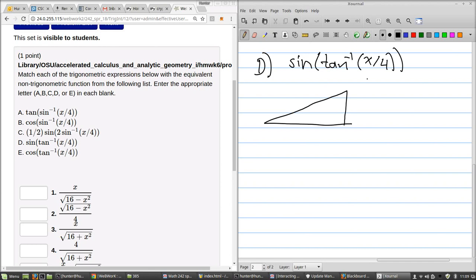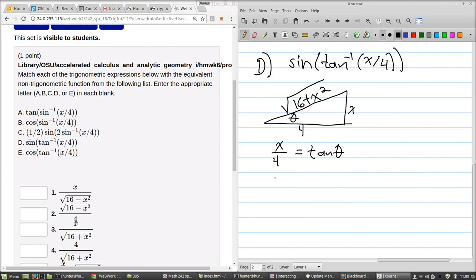So from this tan inverse, I'm guessing that the original substitution was something like x over 4 equals tan theta. So that means that this side is x and this side is 4. And that means this side is the square root of 16 plus x squared.